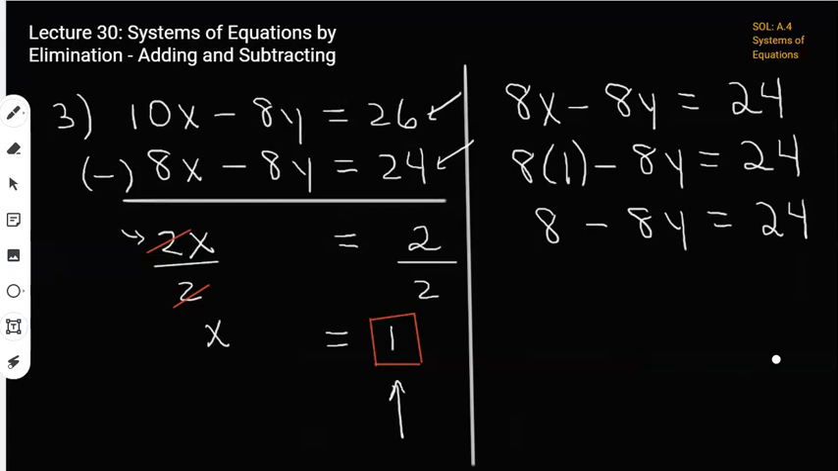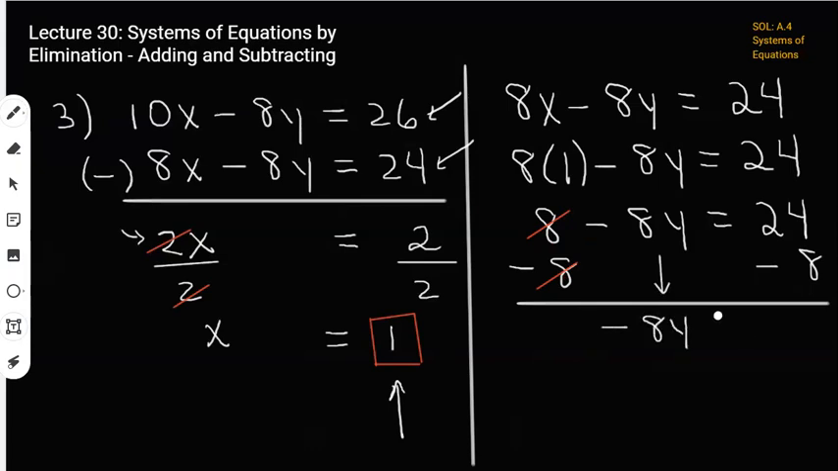So what I want to do now is get y by itself. To get rid of this positive 8, I'm going to subtract 8 from both sides. When I do that, the 8's are going to cancel out. 8 minus 8 is actually 0, so you don't need to write that. And then I'm going to bring down the negative 8y and the equal sign. On the other side, I have 24 minus 8. 24 minus 8 is 16.